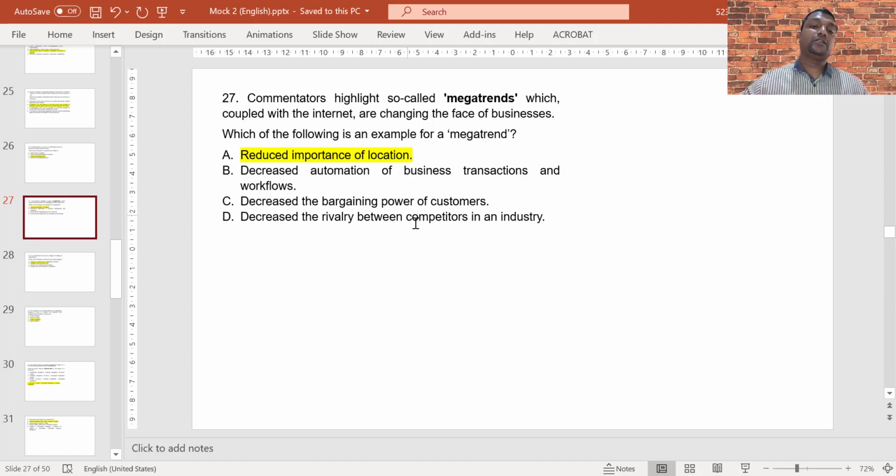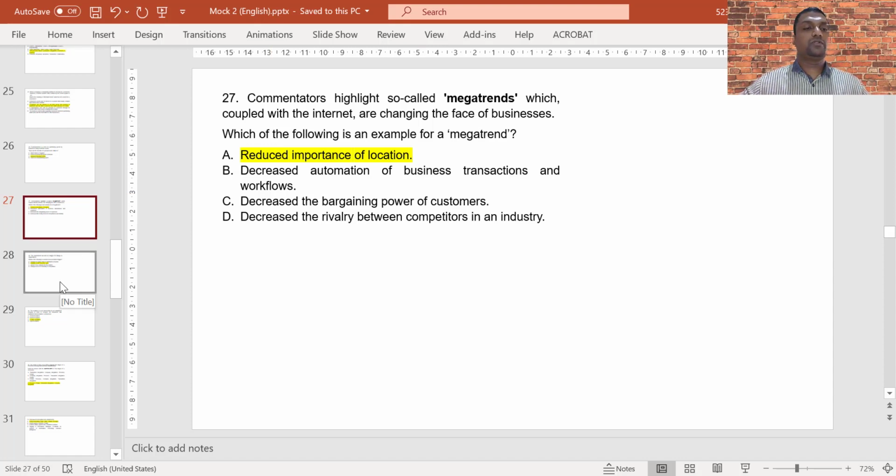Decreased rivalry between competitors in the industry. This is also happening the other way around, because of the e-business concept, most organizations can compete. They have more opportunities to do their business. So because of that, there will be increased competitiveness. So the correct answer is reduced importance of location, because you don't have to worry about the location anymore, because the business can be completely operated online.